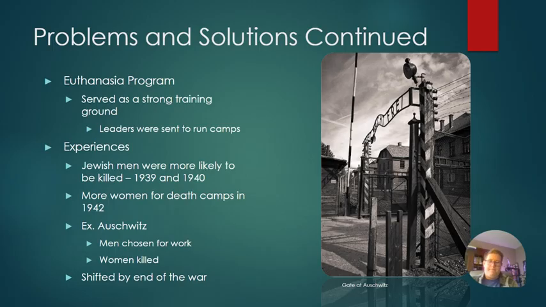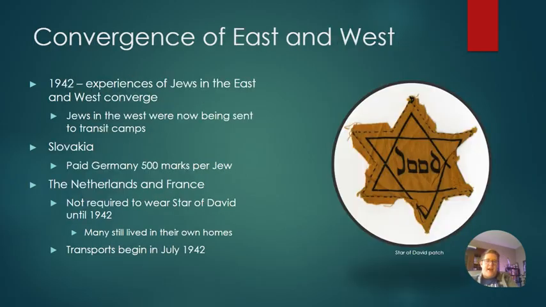So one of the things we have to talk about before we get into the killing centers is the convergence of experiences between the East and the West. So in 1942, the experiences of Jews in the East and the West start to converge. Jews in the West were now being sent to the transit camps. But it's also important to note, at this point, Jews in Germany, Austria, and Czechoslovakia had not been sent to the ghettos, nor were they now being sent to the same transit camp ghettos in the general government that Polish Jews had been in for years. Starvation and disease will take a heavy toll before even killing with gas was ready at Belzec.